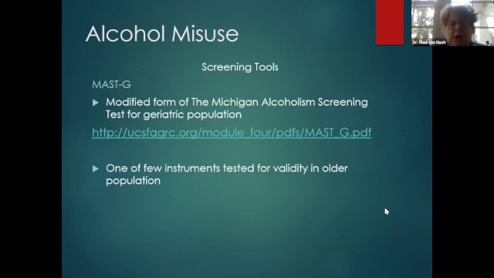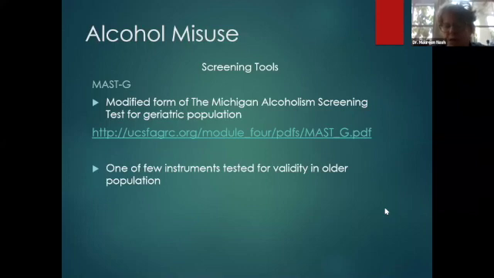Which brings me to one point. What about screening tools? There are a lot of screening tools out there. Unfortunately, most screening tools have not been validated in older adults. And so you really have to keep up with the literature and periodically look at it if you specialize in working with older adults. One such screening tool that has been validated in older adults is the Michigan Alcoholism Screening Test. There are others out there, but there aren't a lot.